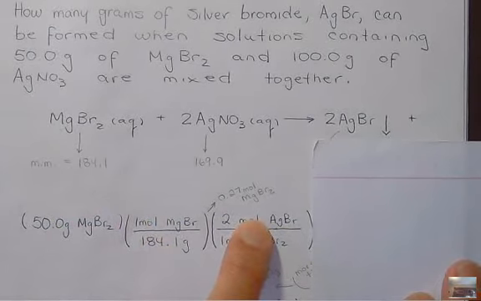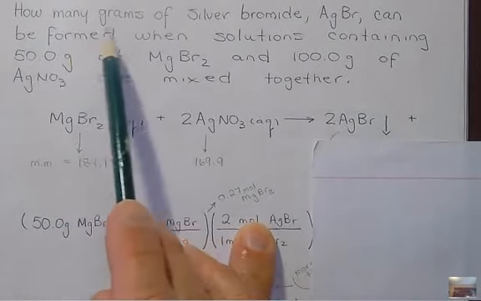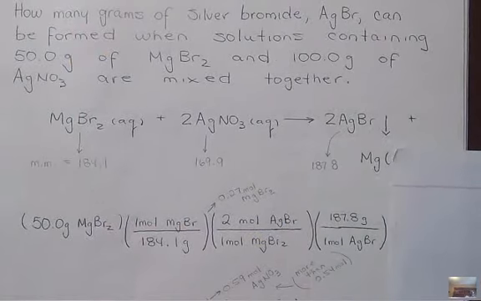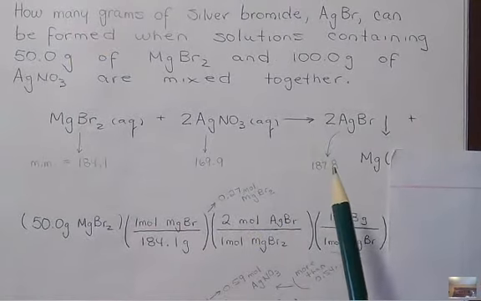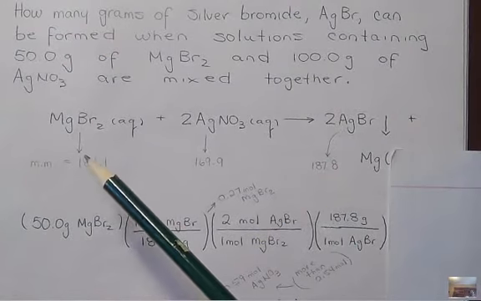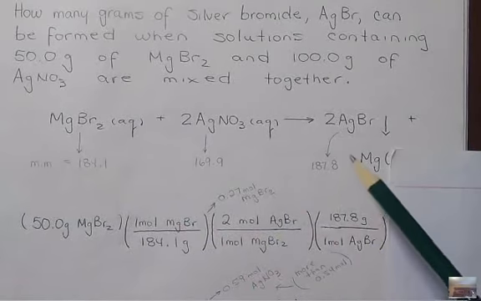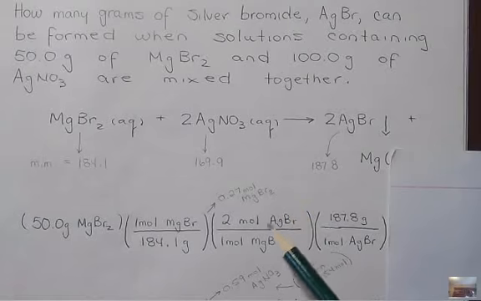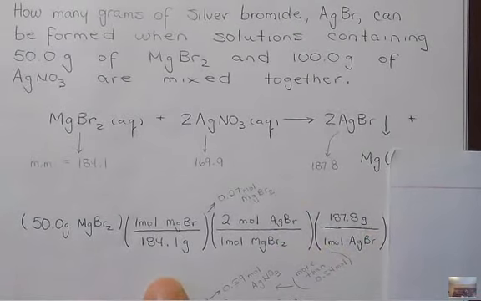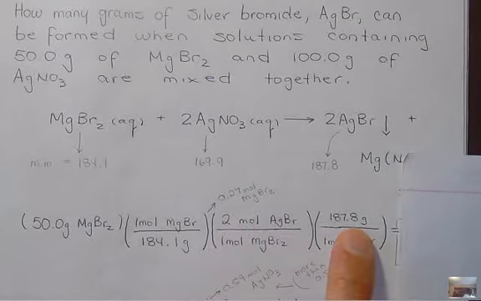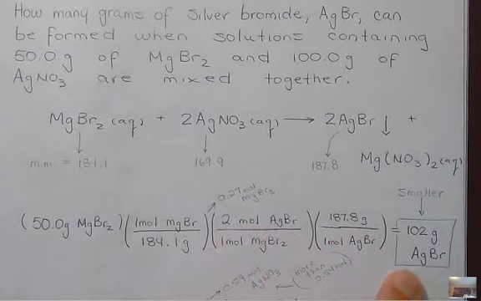But I want to keep going. I want to go all the way to grams because the question said, how many grams of silver bromide can I form? So what do I do? Last step, multiply by the molar mass of the thing that you're interested in. The one you wanted to get rid of, 184.1, goes here in the denominator. The one you want to get to goes here in the numerator. Moles of silver bromide cancel with moles of silver bromide, and I'm left with grams of silver bromide. Okay, do the math. 50 divided by 184.1, get the answer. Times 2, hit equals, times 187.8, my answer would come out to 102.